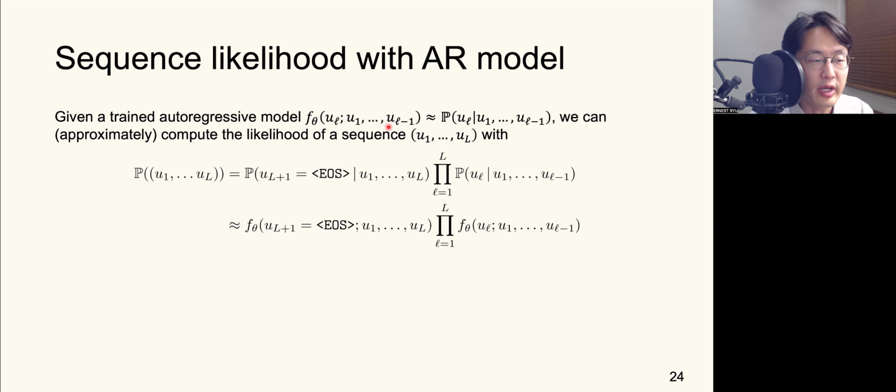And let's say we were somehow able to train an autoregressive model well. So f_theta now is a good approximation of this conditional distribution. Then, using this model, we can approximately compute the likelihood of a given sequence. Given a random sequence, the probability of its generation is exactly equal to this product of conditional probabilities, and we can approximate that as a product of these model f_theta evaluations.